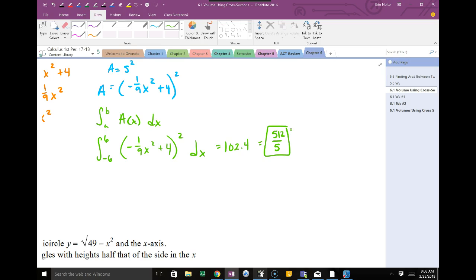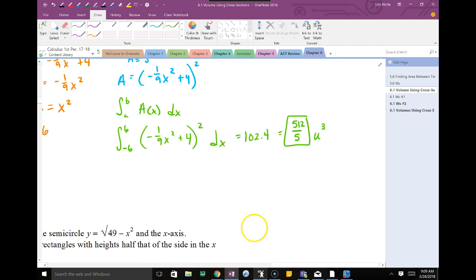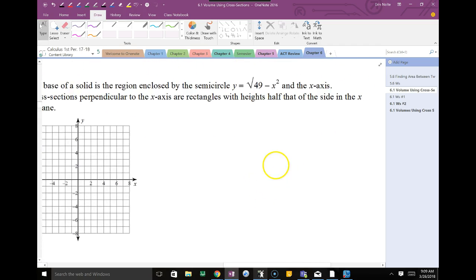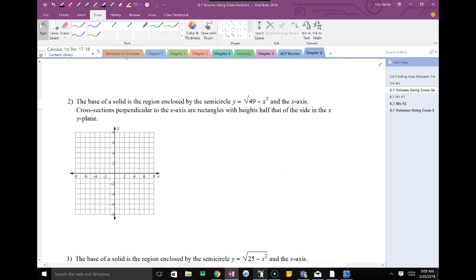So that's a volume. If I was going to use some kind of units, my units would be cubed, three-dimensional space there. I don't have any units, like if it was in centimeters or something.